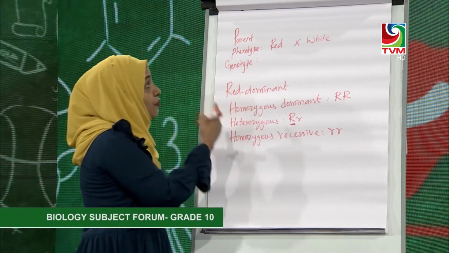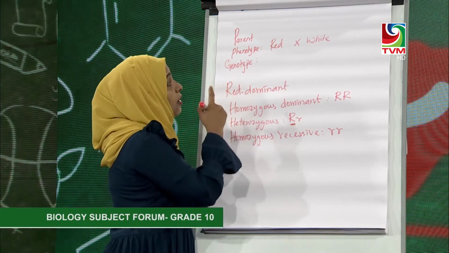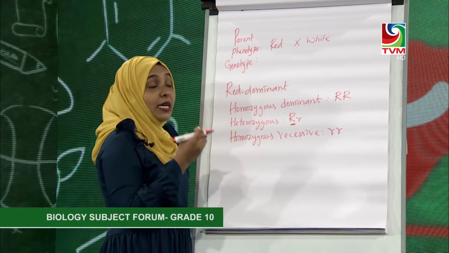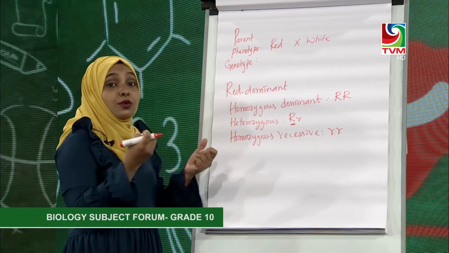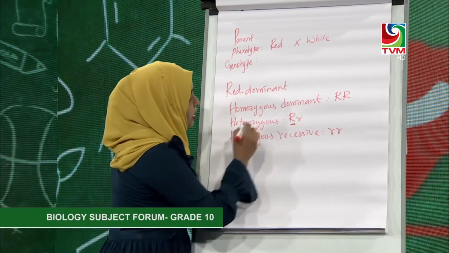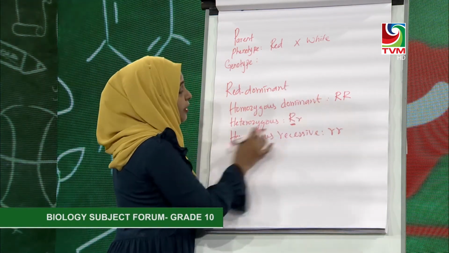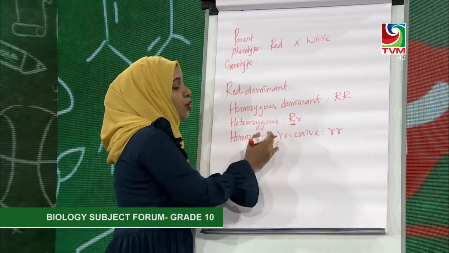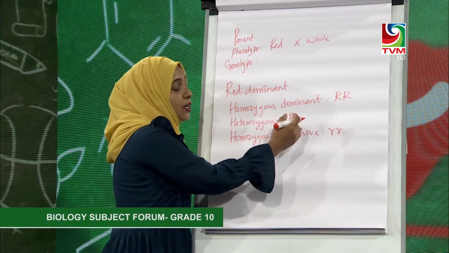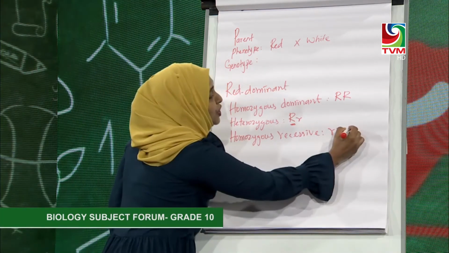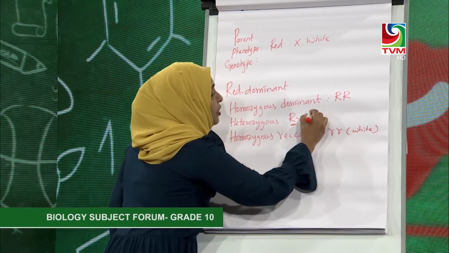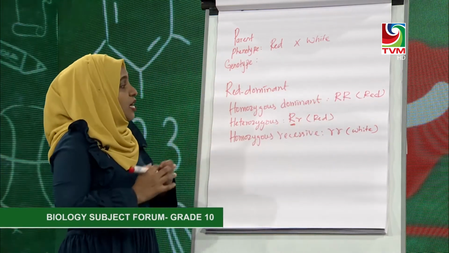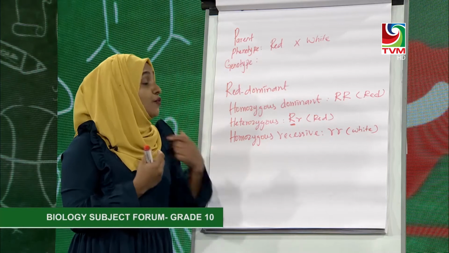For example, if white is recessive, for a plant to have white colored flowers, it should receive two simple alleles. Homozygous dominant is capital R capital R; heterozygous is one dominant allele and one recessive allele; homozygous recessive is two recessive alleles. So in this condition, it will be white. Here it will be red, and the other one will also be red, because it is able to express its phenotype even in the presence of one dominant allele.